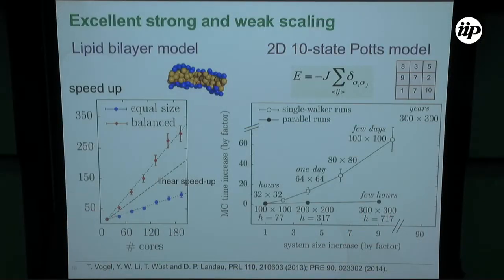Okay. So for the 2D 10-state Potts model, Thomas gave a measure of the weak scaling. So you can see the difference here. For example, within a few hours, you can already simulate a system size as large as 300 times 300, which is not possible with serial Wang-Landau sampling.